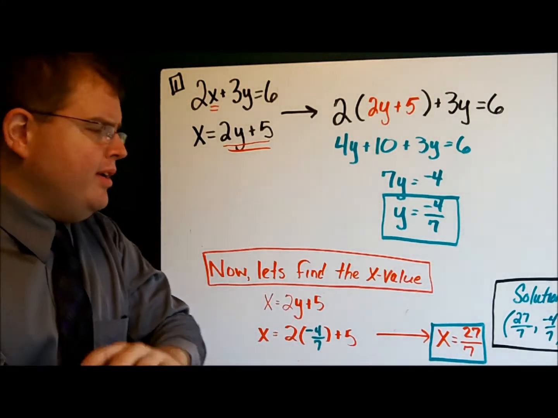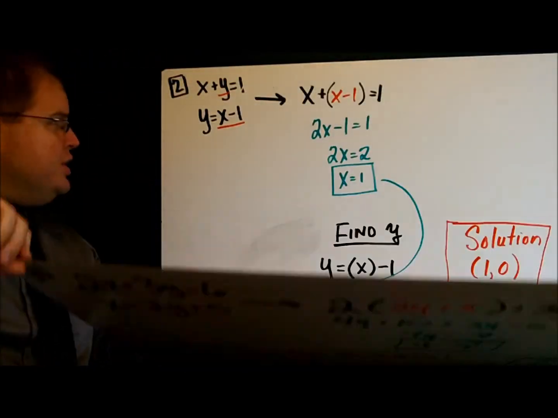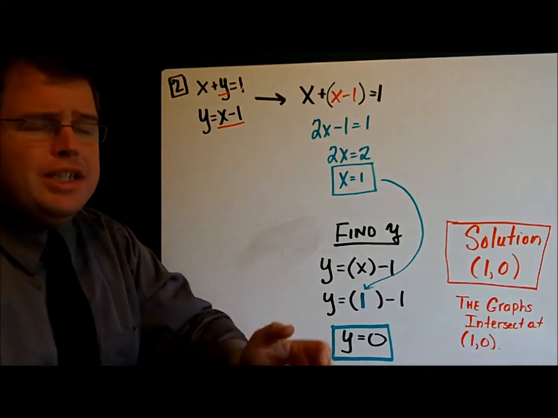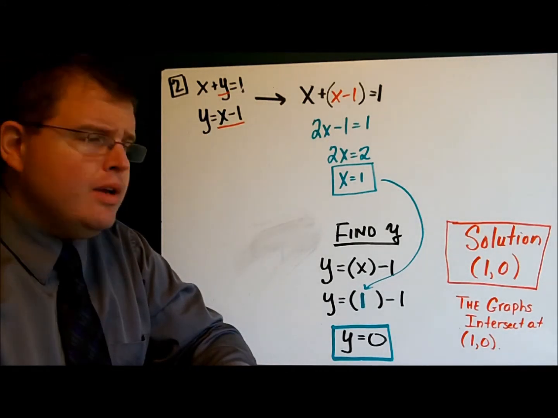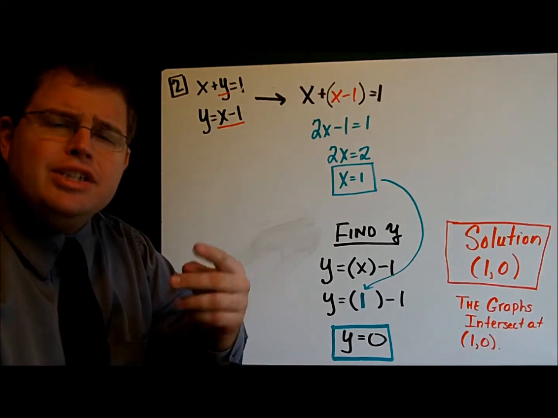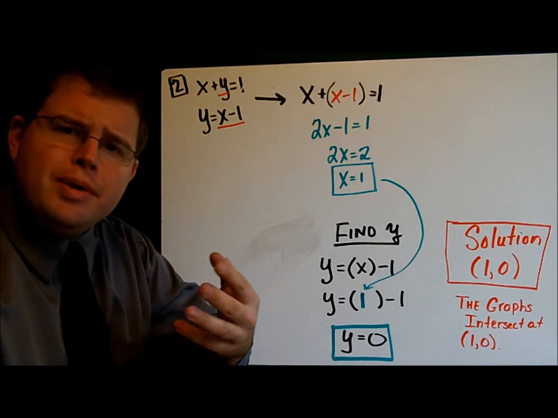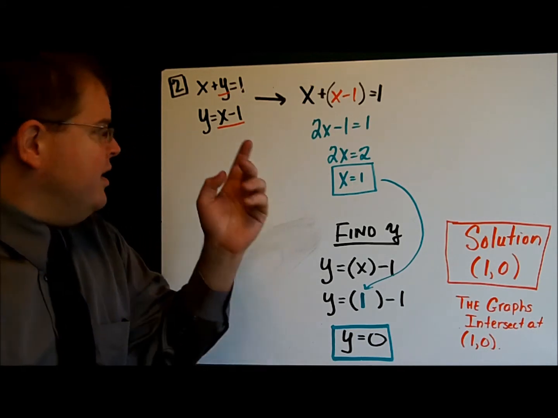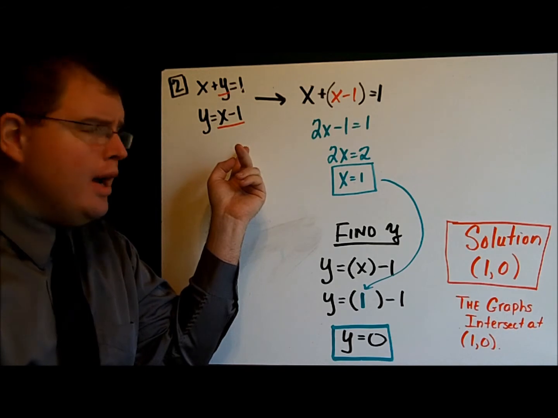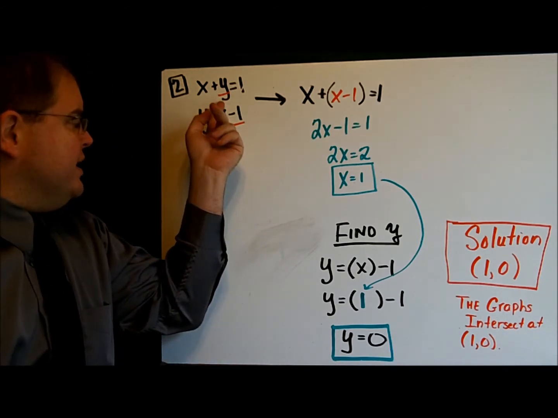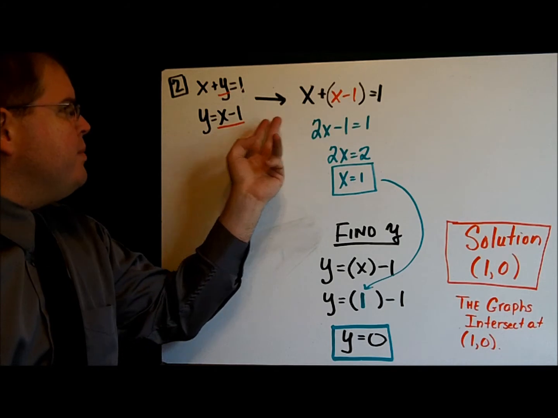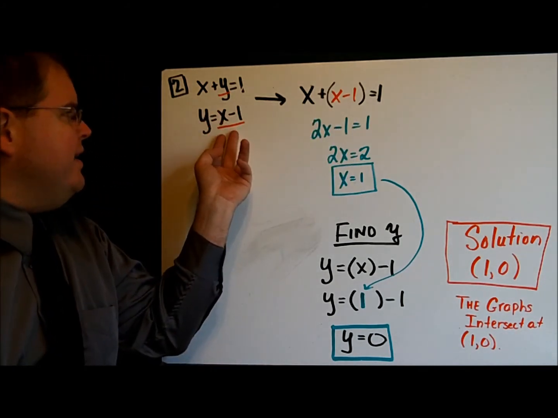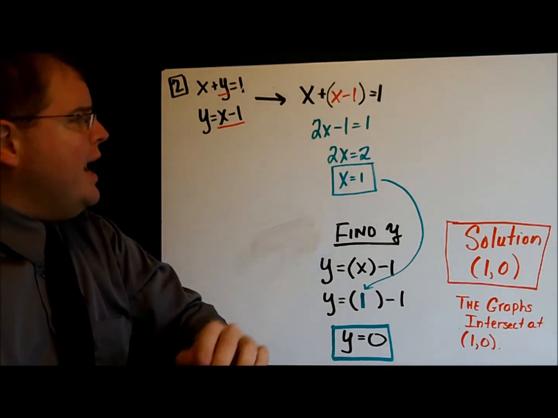Example 2 is very similar. In example 2, we have the equation x plus y equals 1, and we have the equation y equals x minus 1. Well, it'd be nice if we could get down to just one equation with one variable, because those are very simple to solve. I can use this idea of substitution. Since y is x minus 1, I can go into the other equation, take out that y, and put the x minus 1 in its place. I'm simply substituting or plugging in the x minus 1 for y.